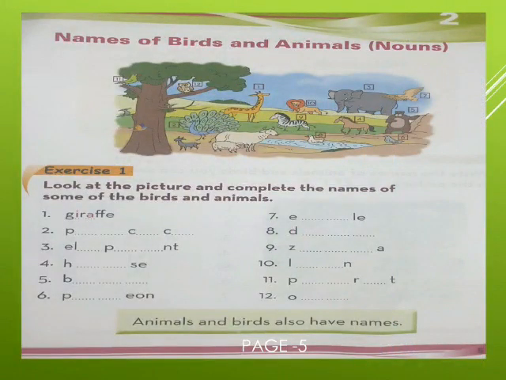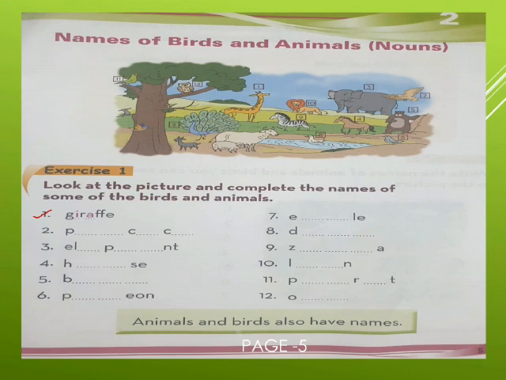Now let's start our exercise on page 5, Names of Birds and Animals. Look at the picture and complete the names of some of the birds and animals. Here in the picture, you can see animals and birds, and for each animal, numbers are written in a box. We have to start with number 1. We can see a giraffe with a long neck and the name giraffe is written for you.